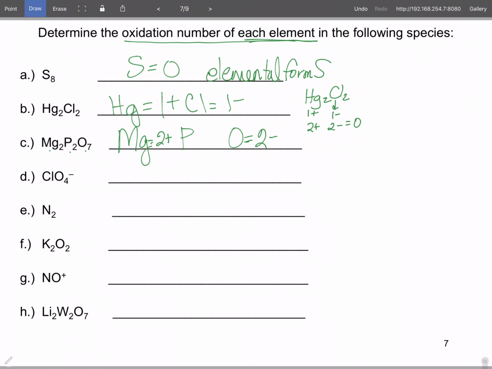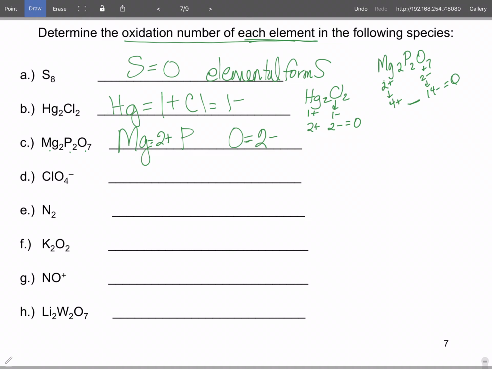So if we look at it, and I'm going to do it over here, Mg2P2O7, then we know that if each magnesium is 2 plus, then the total charge here is 4 plus. Each oxygen is 2 minus, so the total charge here is 14 minus. This has to equal 0 because this is a neutral compound.